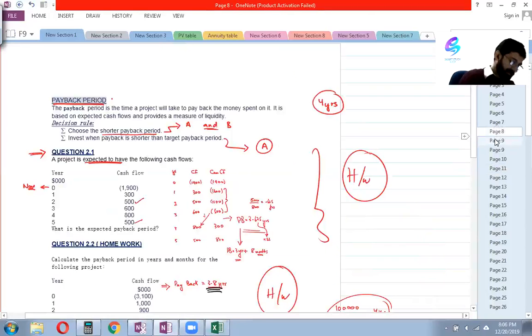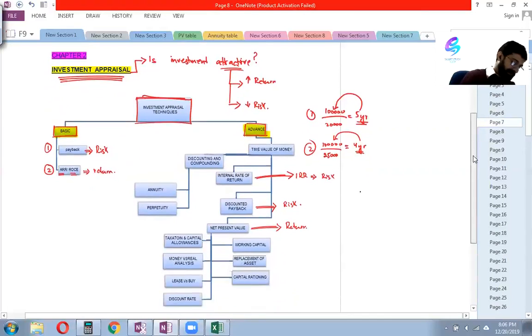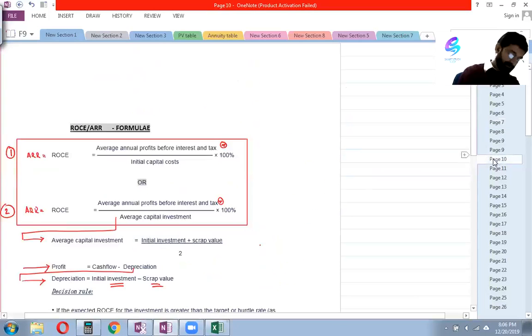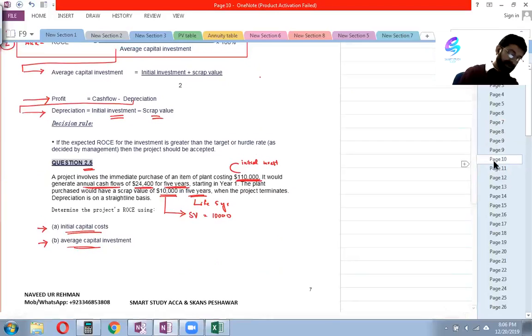Now let's go back to chapter number 2, the end of chapter number 2. So payback period is done, accounting rate of return is done. So the basic techniques of investment appraisal are done. The next one is advanced techniques, and advanced techniques will require you to understand the time value of money. The fact that money has different values with the passage of time, money loses value, right? The time value of money.